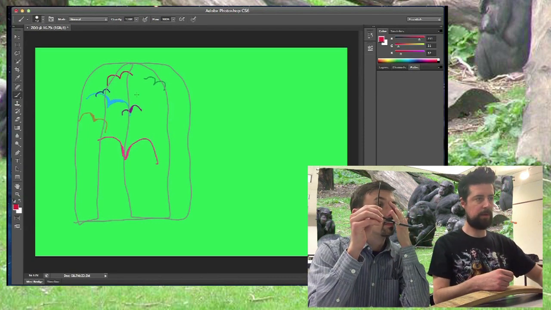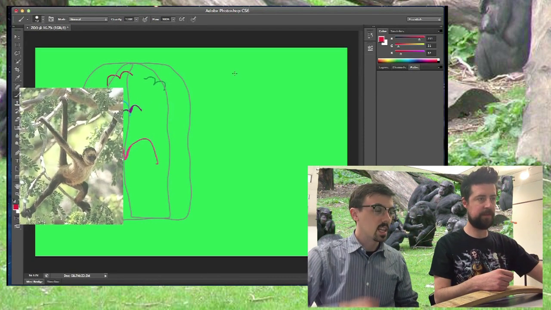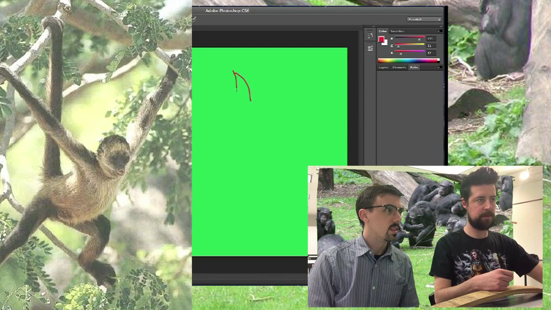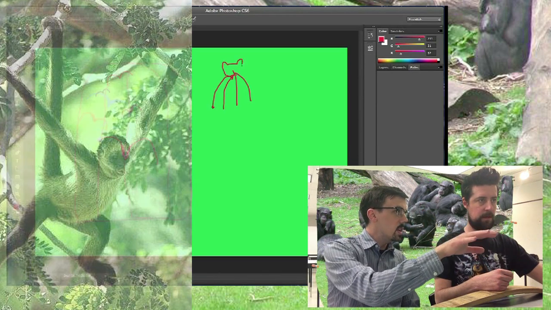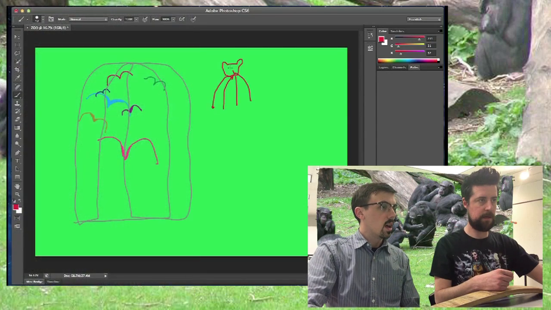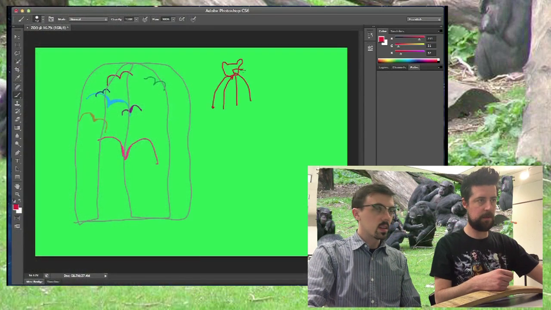Oh, look at that little monkey right there. Oh, look at that cute little thing. It's a spider monkey. It is. All right, spend some time. You're drawing from life. I'm looking at the monkey here, and I'm looking at your drawings, and it is pretty close. Yeah, spider monkey. That's what I'm seeing.